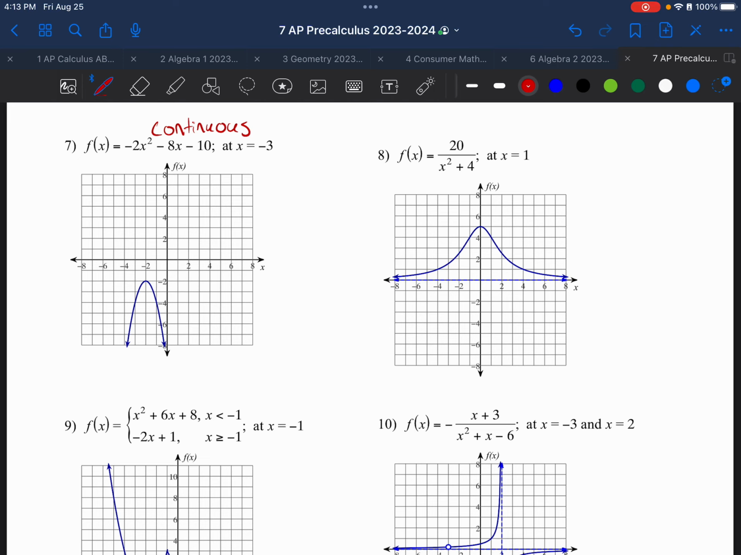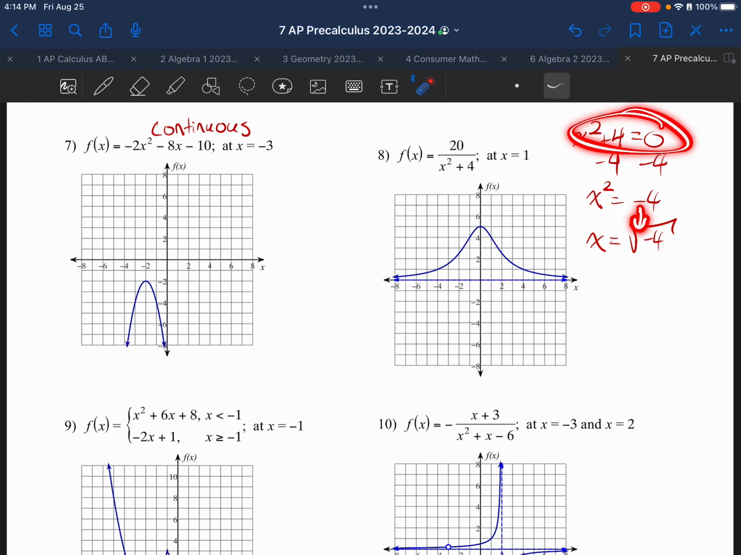In number 8, we have a fraction. Let's set that bottom equal to 0. If you do that, you'll see x squared plus 4 is equal to 0. Subtract 4, x squared is equal to -4, square root, and I get x is equal to the square root of -4. You can't have a square root of a negative unless you use complex numbers, like imaginaries. So it's impossible for this thing to be set equal to 0 is what I'm trying to say here. You can't take the square root of negatives, and therefore it's continuous everywhere. So we say that this one is also continuous.